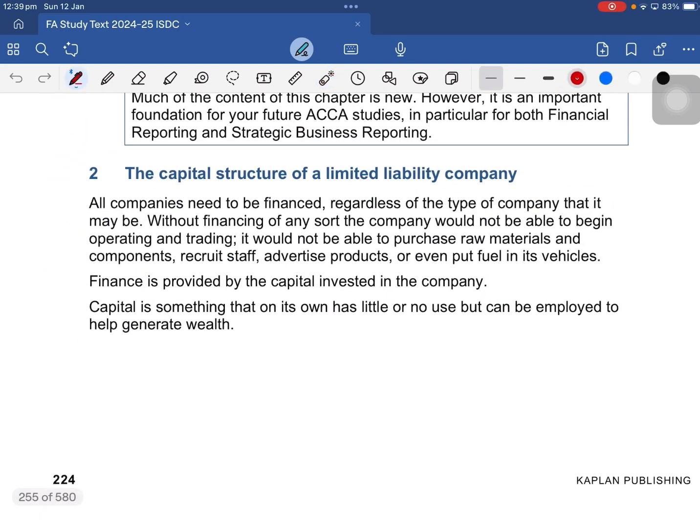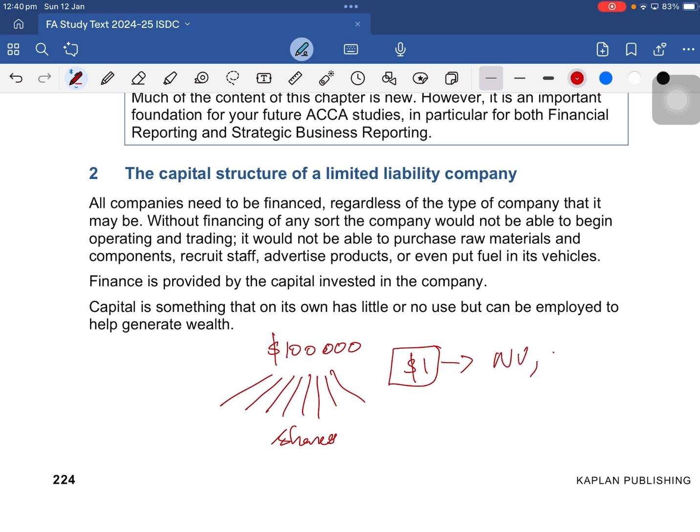Share capital can be a big amount. Let's just say it is 100,000 for now, just for reference. This share capital could be divided into smaller units, and these smaller units are called shares. Clear? And they would take one share for, let's just say, $1. Then this becomes the nominal value or the face value or par value.